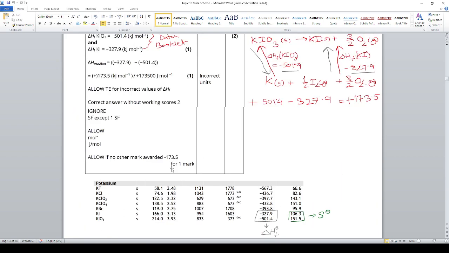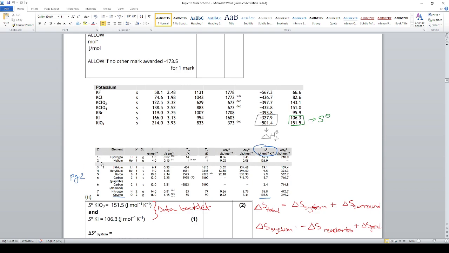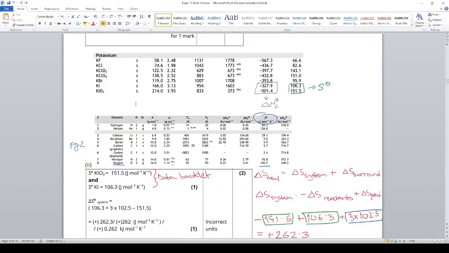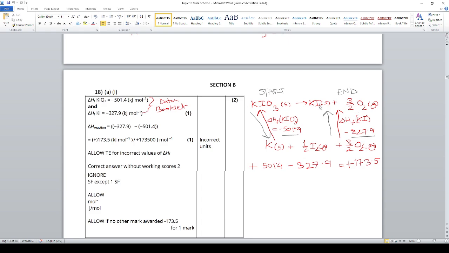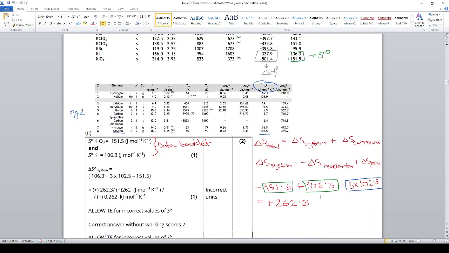So in this reaction, this is our only reactant. So we look for the entropy of that reactant. It's over here, the one marked in green. And then we put those numbers down. The products as well. The potassium iodide is right next to it. You take that and you put it down here. It's one of the products, so it's a positive number.